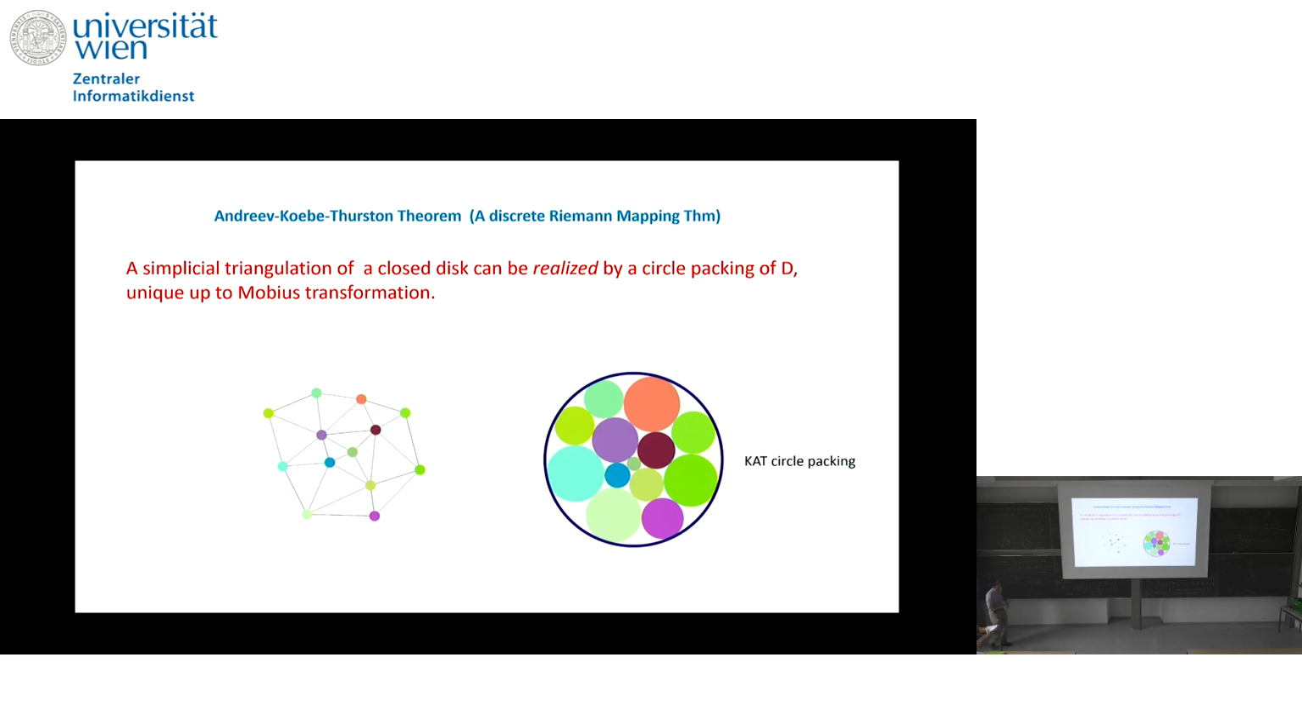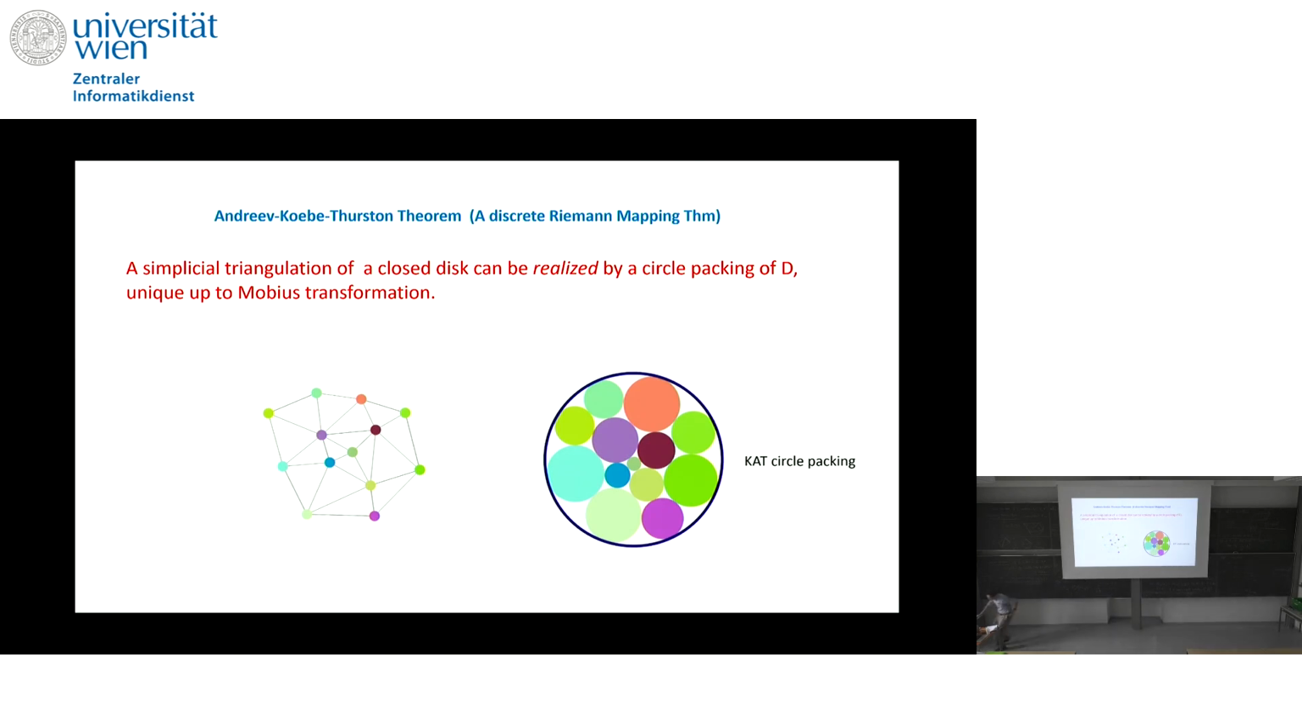And this is the pictorial illustration of the KAT theorem. I have a simplicial triangulation of a disk. I can produce a circle packing of the unit disk where this is color coded. So this vertex, the pink one, corresponds to this pink circle tangent to the boundary. Okay, so that's the illustration.